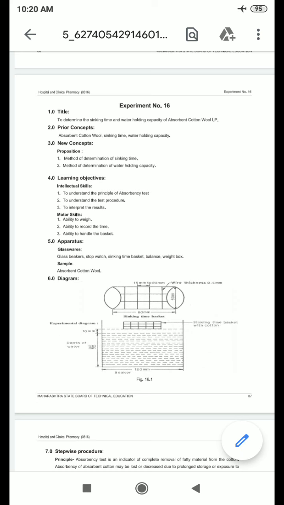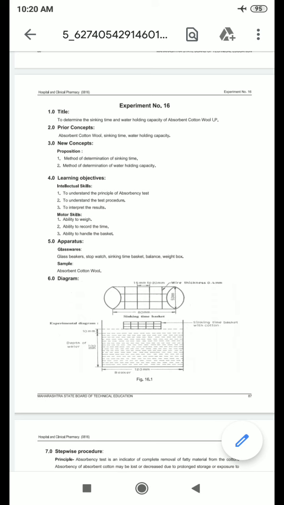Today I will start experiment number 16. In the previous practical, we saw experiment number 15, that is to evaluate absorbent cotton wool IP. Now see today's practical, experiment number 16. Title: to determine the sinking time and water holding capacity of absorbent cotton wool IP.